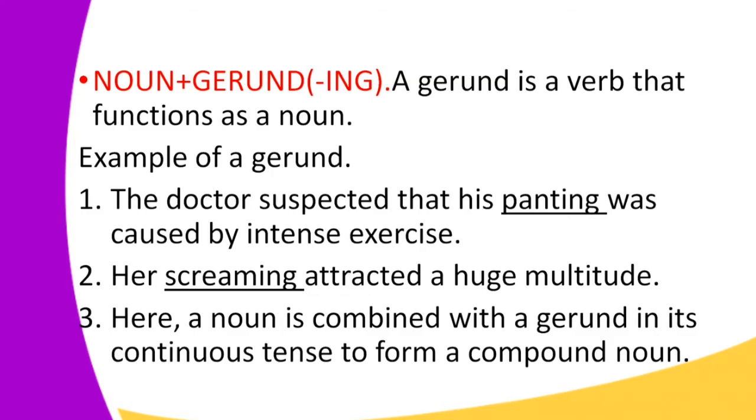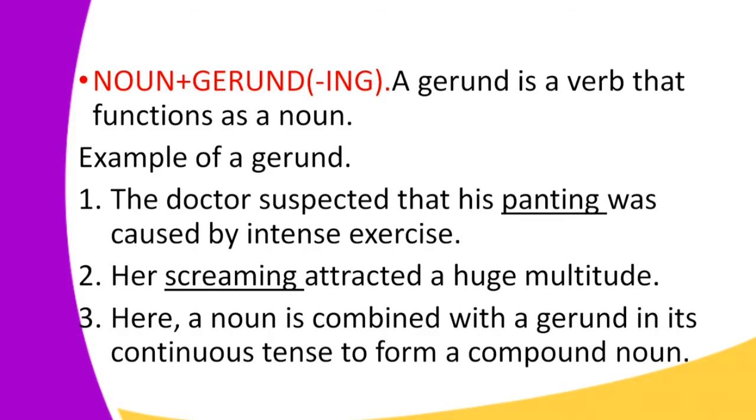Sentence number 2. Her screaming attracted a huge multitude. Screaming is a continuous form of the verb scream, but in this case, it is functioning as a noun, making it a gerund. In noun and gerund compound nouns, a noun is combined with a gerund in its continuous form to form a compound noun. That should be an NB and not number 3.